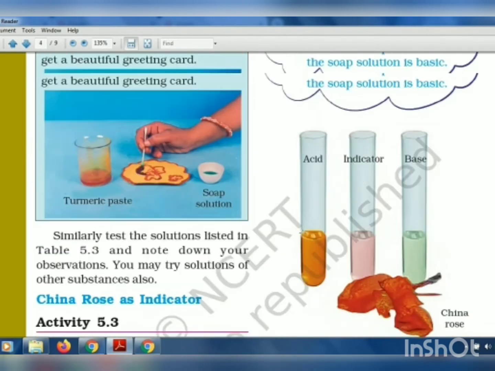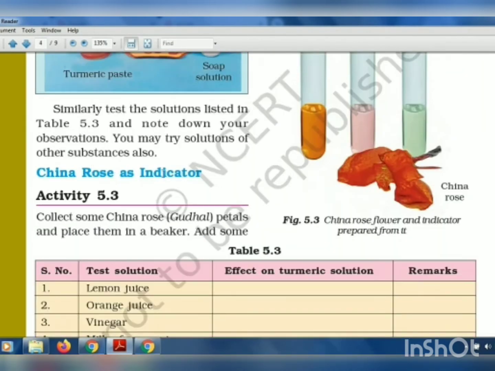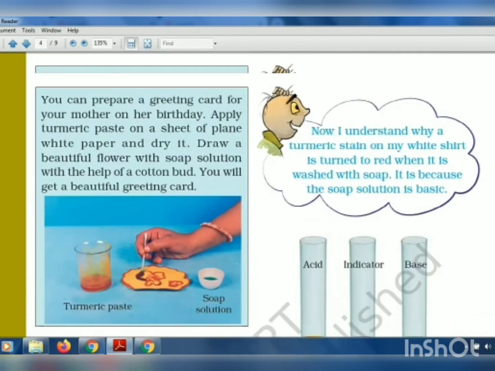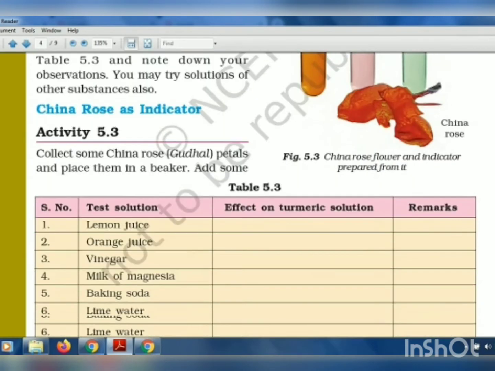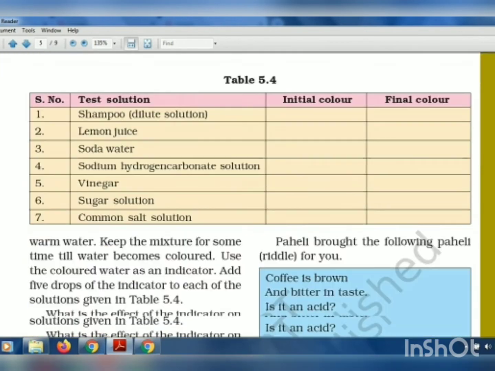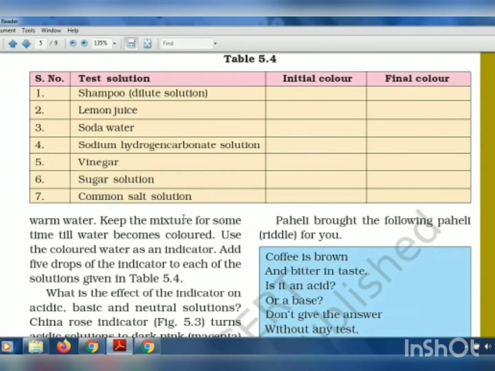Okay. Right. Now, China rose. The last natural indicator is China rose. In figure 5.3, they have shown that they have collected some petals of China rose and placed them in a beaker. Add some warm water. Keep the mixture for some time till the water becomes colored. Use the colored water as an indicator. Add 5 drops of the indicator to each of the solutions given in table 5.4.